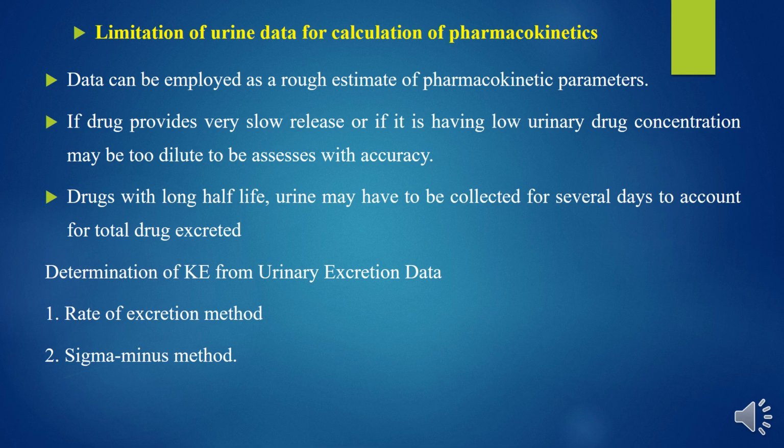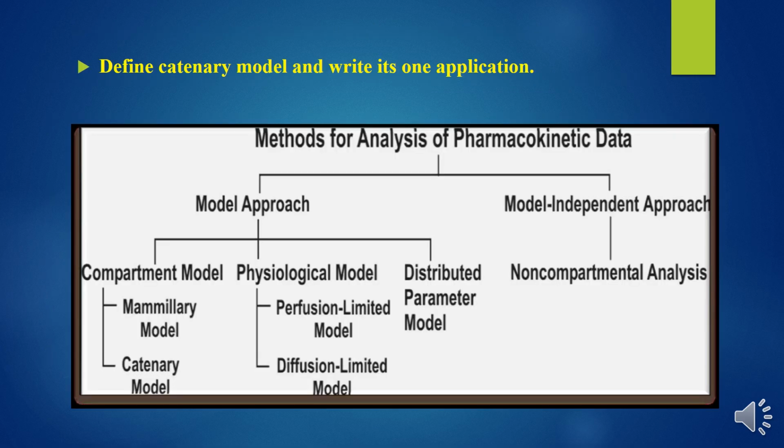Next question is about what are the limitations of urine data for calculation of pharmacokinetics. So we are using this urine data as a rough estimate of the pharmacokinetic parameter. What happens is that if a drug provides very slow release, or if the drug is having low urinary drug concentration, maybe too dilute, so we cannot tell that the result is accurate. Or if the drug has a long half-life, the urine has to be collected for several days to account for total excretion. So these are the major limitations we can see with the urine data collection, and we are using two methods for determination of elimination rate constant from urinary excretion data. First one is the rate of excretion method and the other is the sigma minus method.